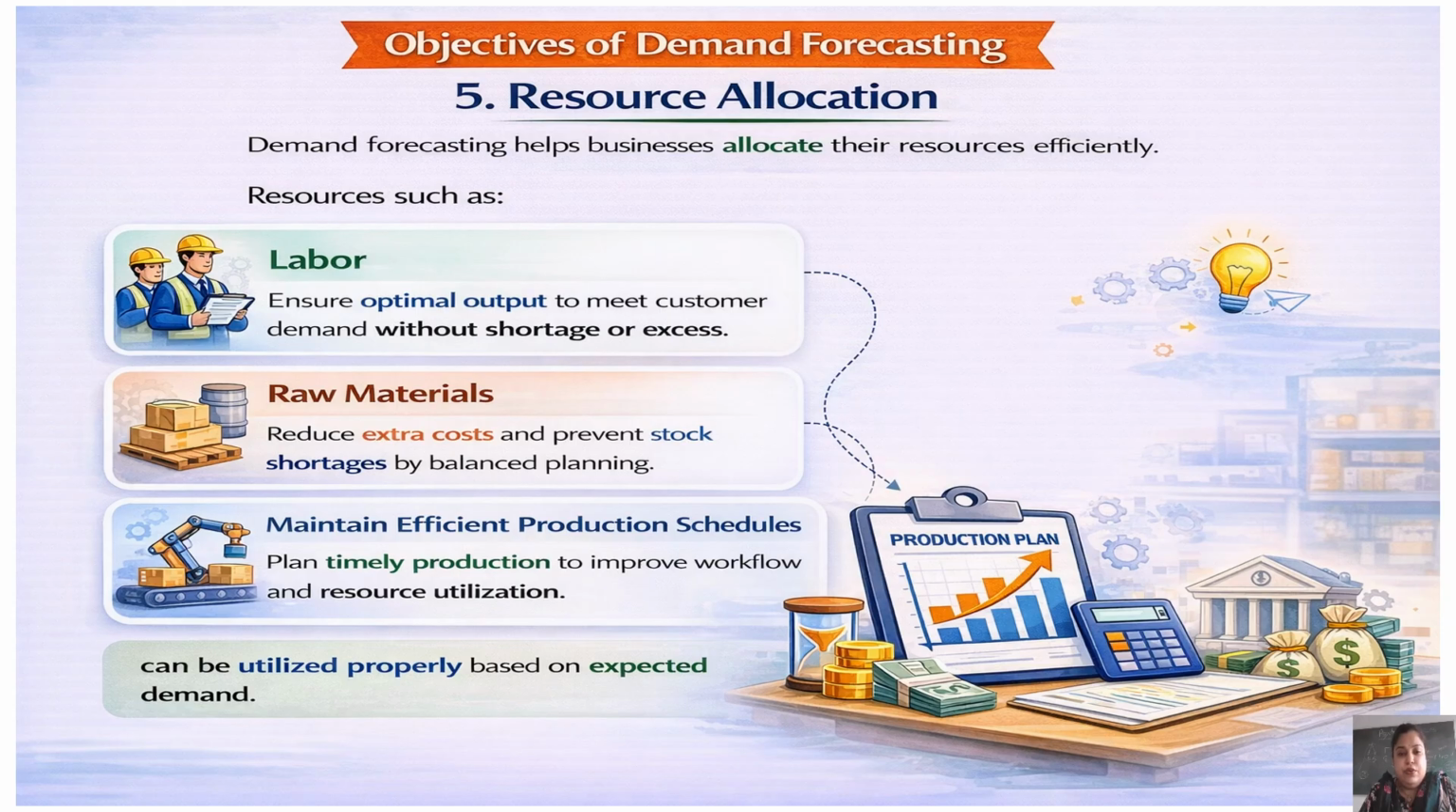Okay. The next is resource allocation. The allocation of resources is very important because we have to allocate the resources efficiently, or maybe say optimization of resources. Why? We have labor, we have raw material, so it should be used in such a way that we get optimal output to meet the customer demand without storage or excess. So resources should be allocated in such a way that it optimizes the maximum profit. Second is raw material, to reduce extra cost and prevent stock shortage by balancing planning.